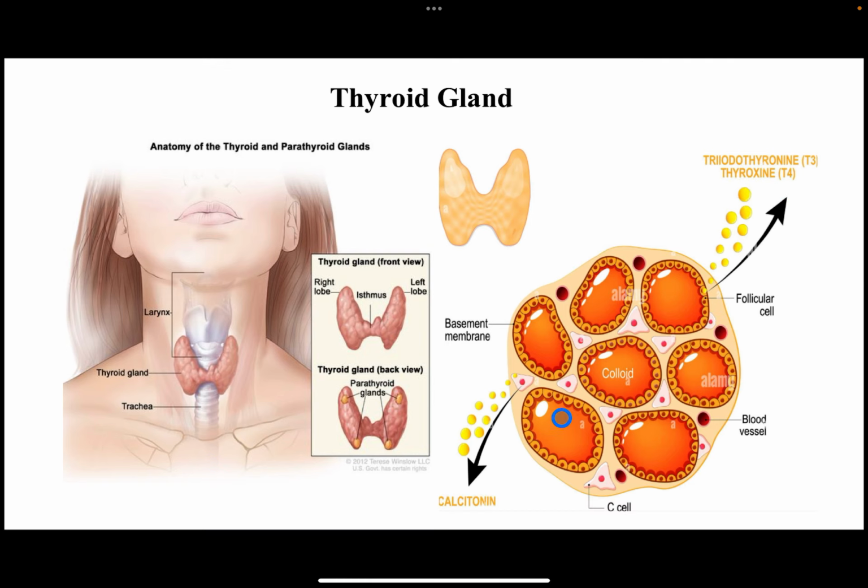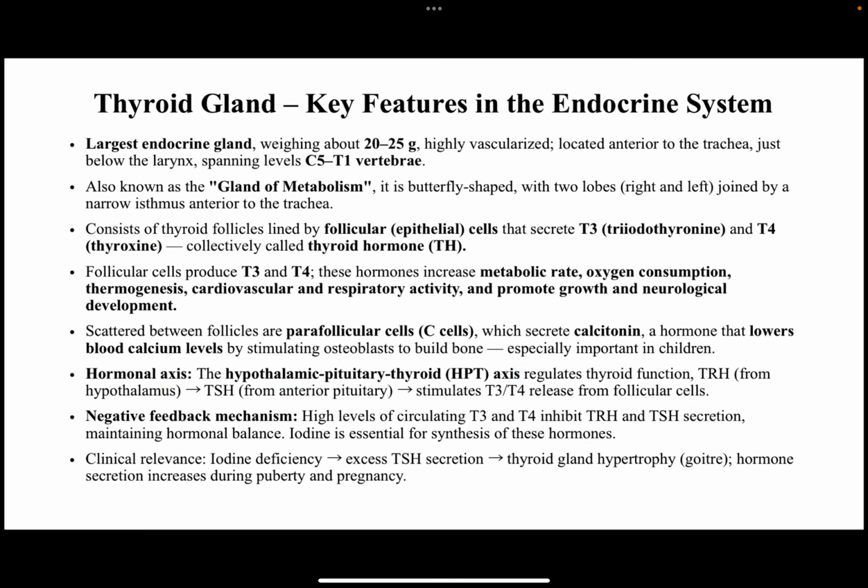And then we have the parafollicular cells. So we have basically two cells in the thyroid gland, the parafollicular cells and the follicular cells. The follicular cells produce the T3 and then the T4, and these are the hormones that increase metabolic rate. These hormones also play a role in oxygen consumption, thermogenesis, cardiovascular and respiratory activity, and they also promote growth and neurological development.